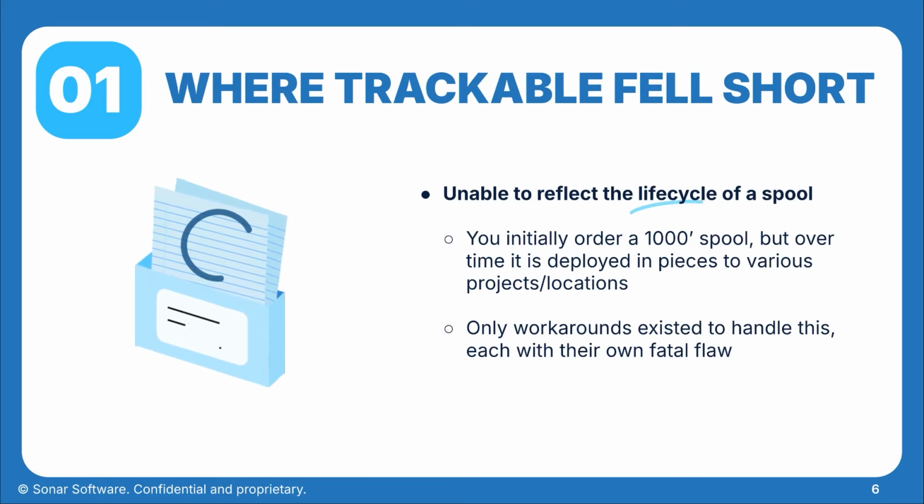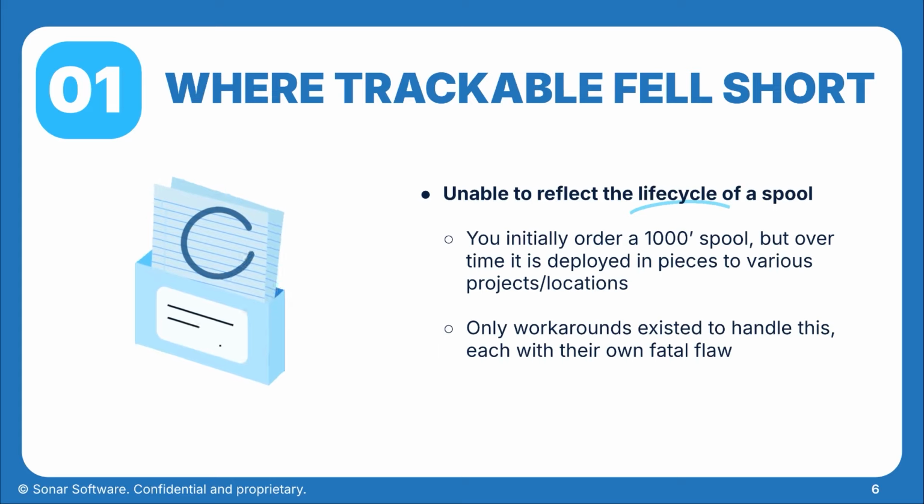So again, back to my example, you order a 1,000-foot spool, but you're going to be deploying it all over the place until you run out of it. There were workarounds to get around this, but they weren't great. So a couple examples of workarounds: you could add that 1,000-foot spool as a single inventory item. And then when you deploy 200 feet of it, for example, if you were tracking length, you could go back and edit the metadata field that has the length, and you could change that from 1,000 to 800. And you would go and create a new item for that 200-foot piece.